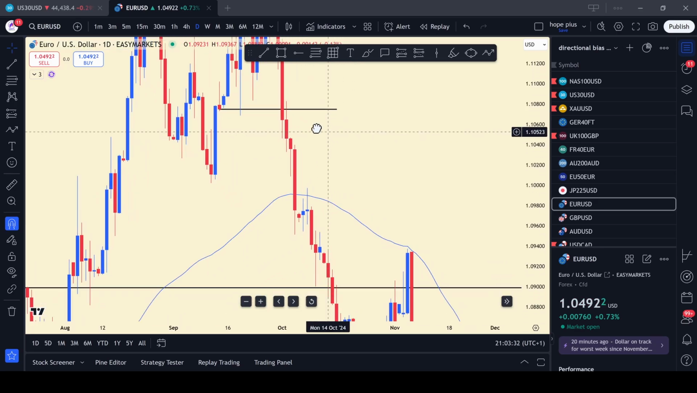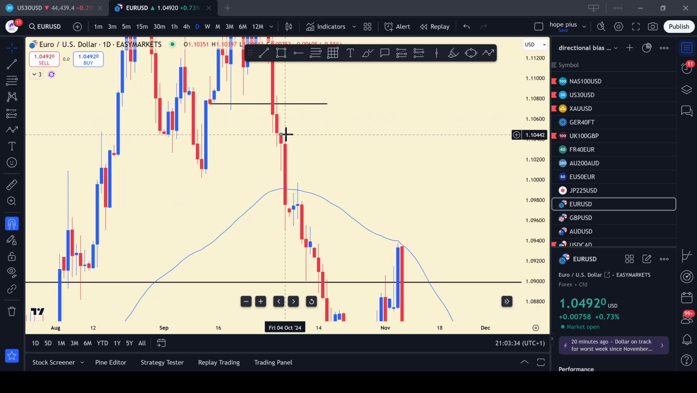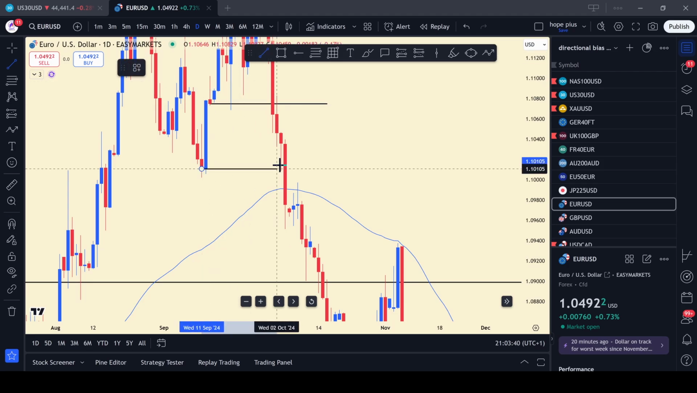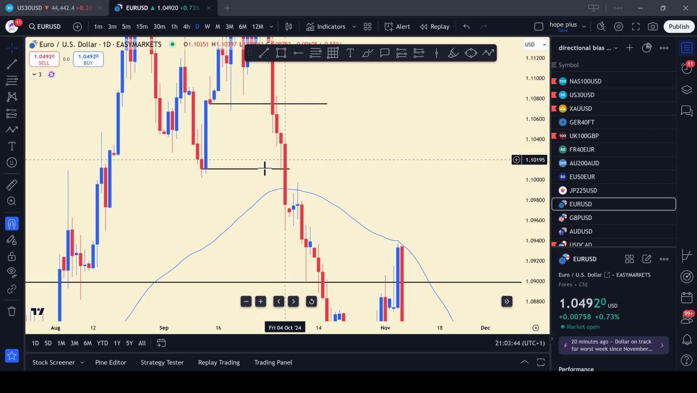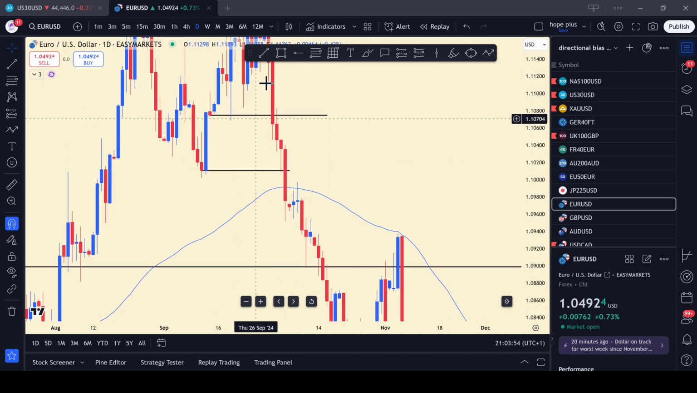And as you can see, the price pushed down, went down, went down. We came to this level. We rejected that level. And in this case, you can go to a lower time frame to look for bullish price action. But I have certain things that I look out for to know if the trend is over.